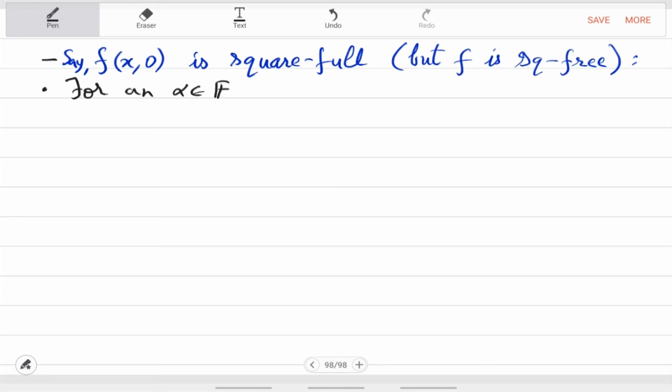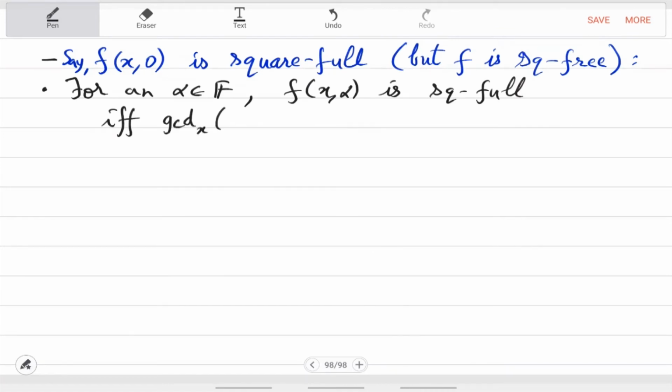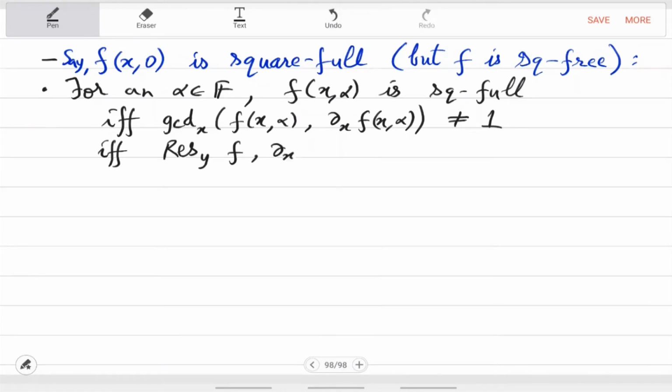So for an alpha, f(x, alpha) is square full if and only if the GCD with respect to x is non-trivial, which is if the resultant at y equal to alpha vanishes. So this is each, let's call it r y.